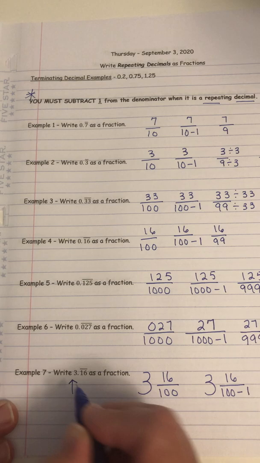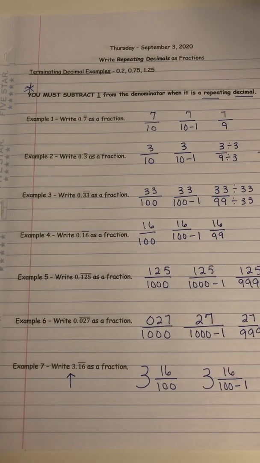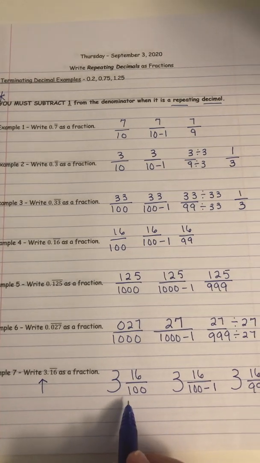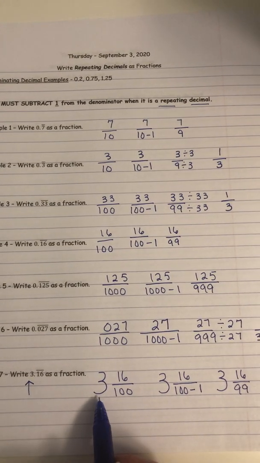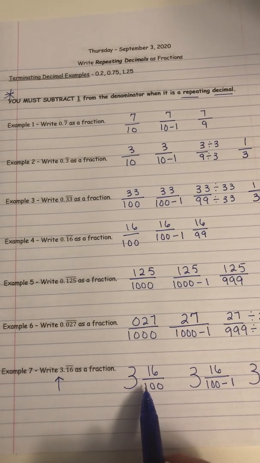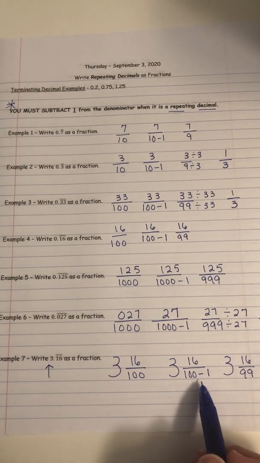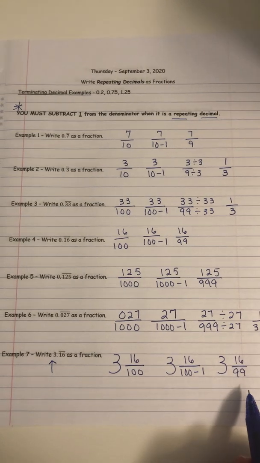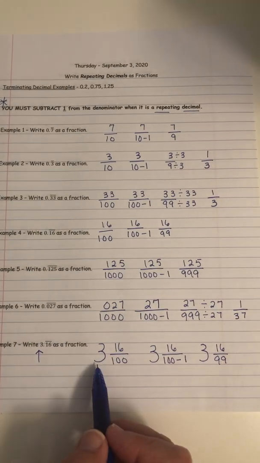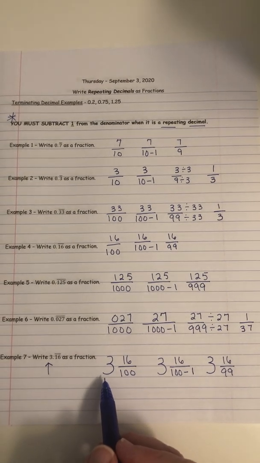So this right here is different because of the fact that you have this 3 out in front of the decimal or to the left of the decimal. That creates this mixed number. So you keep the big number, then you take the 16, place it over 100, and then you subtract your 1 from the denominator, and there you have it. So this is the only one that would be different because it has the whole number out front.